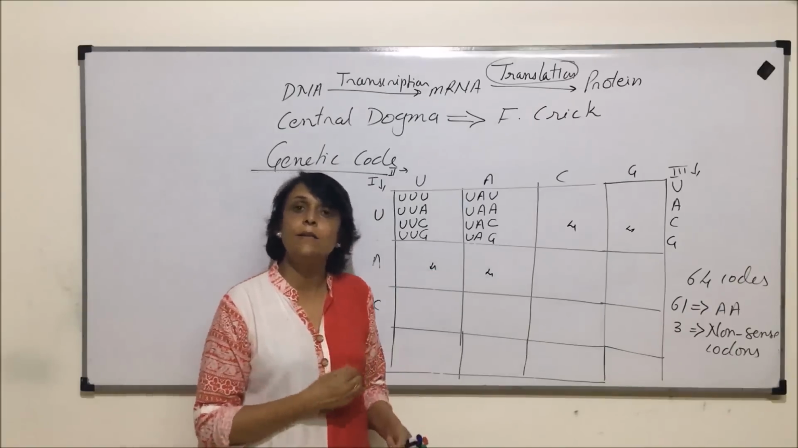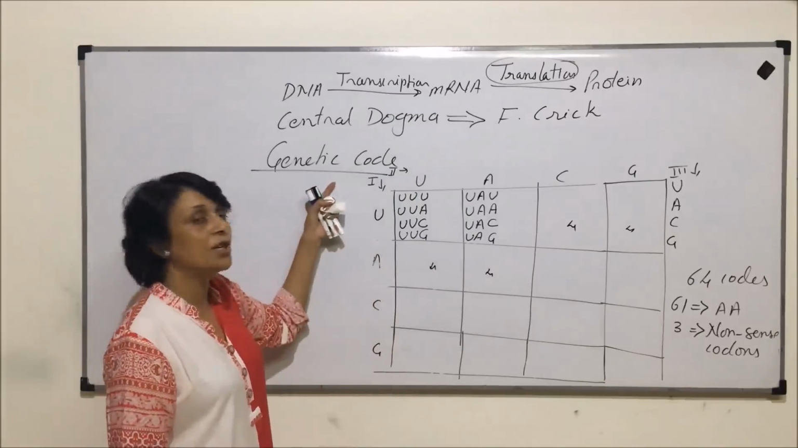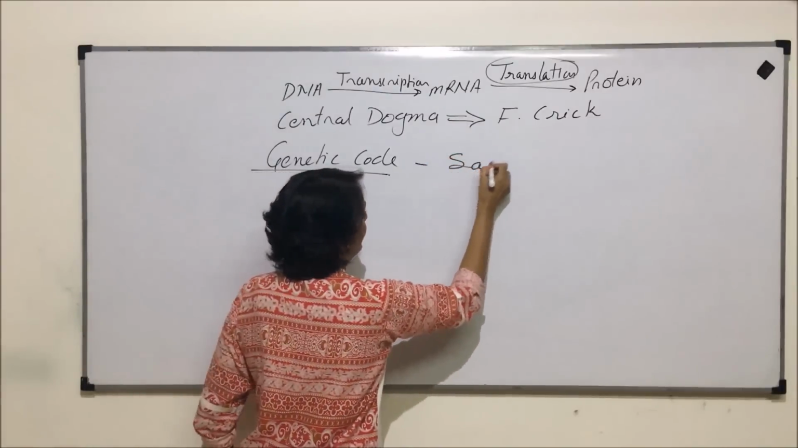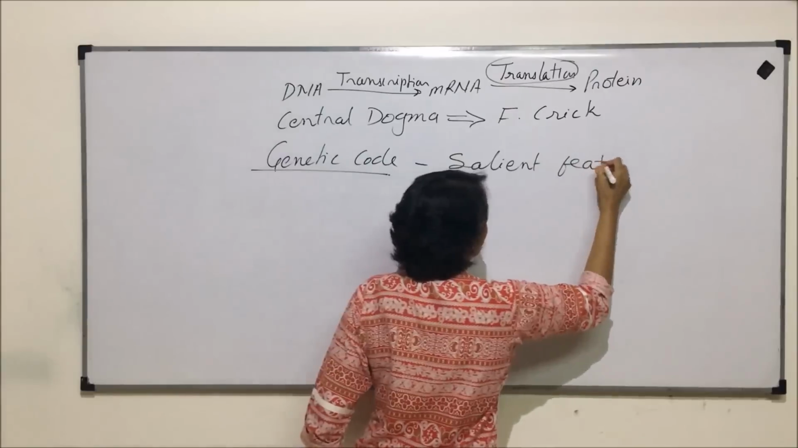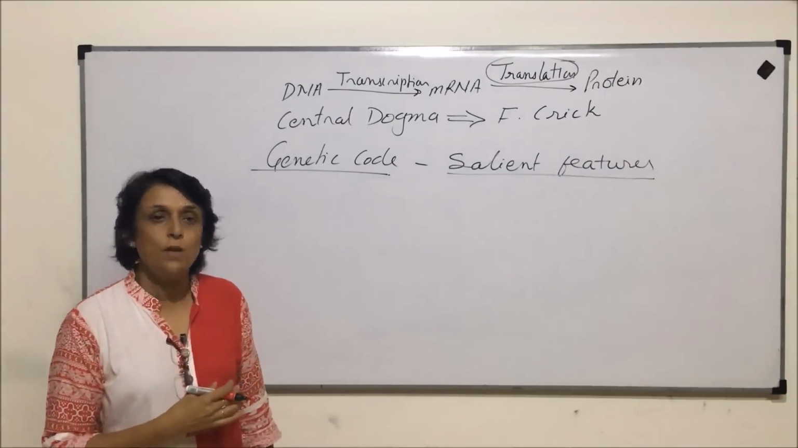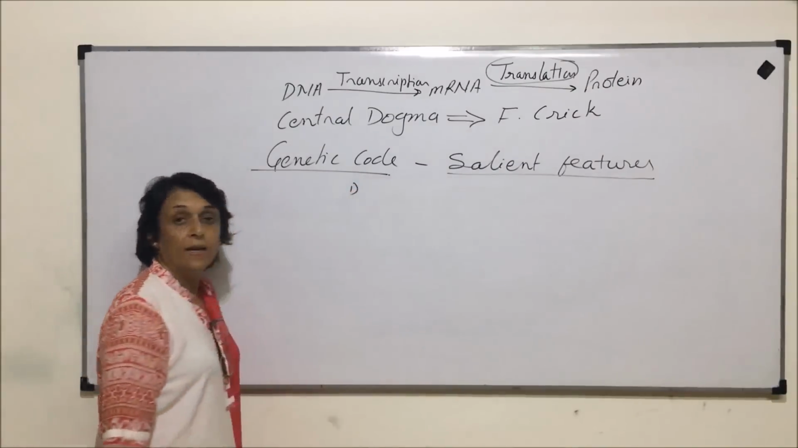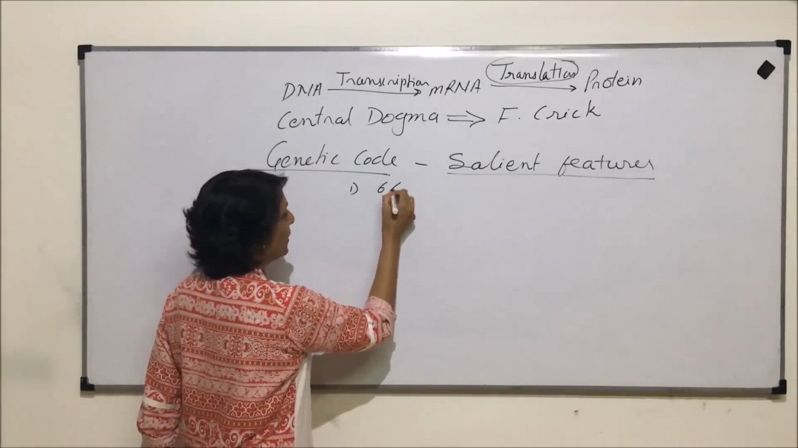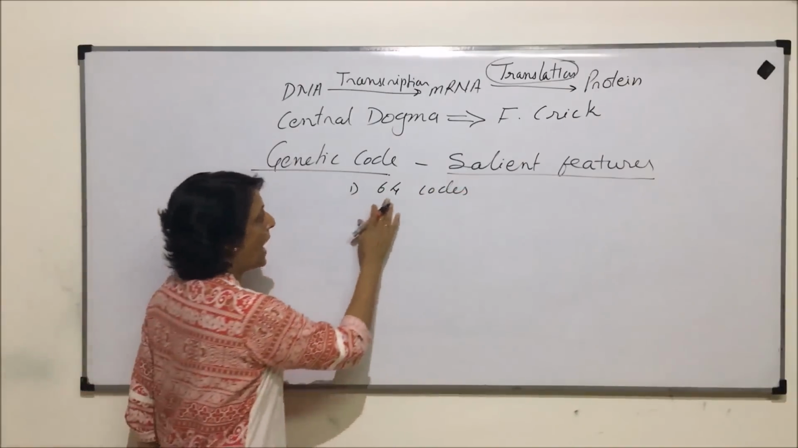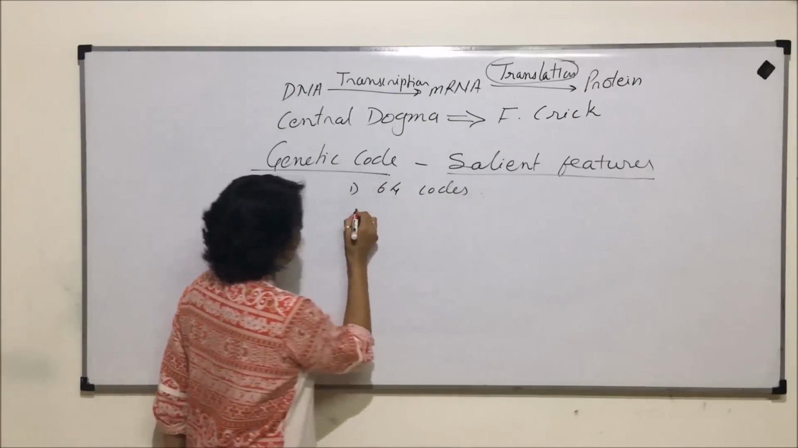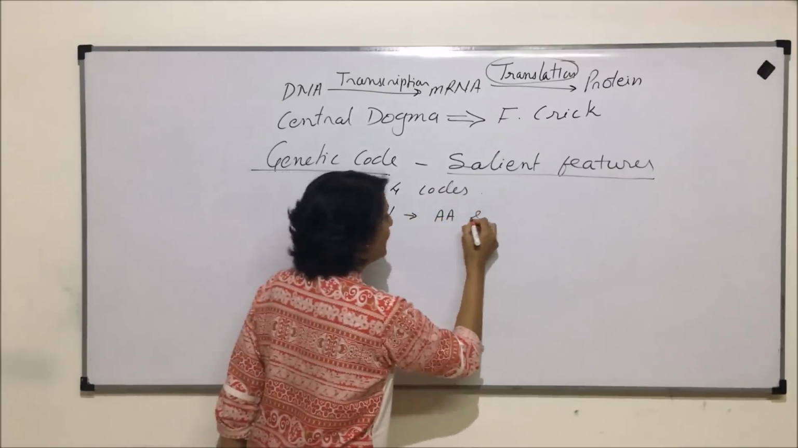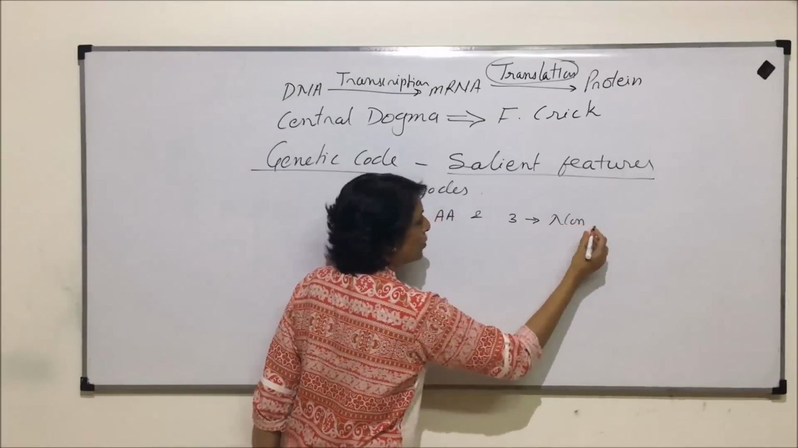Now let us write down and understand the salient features of this genetic code. Salient features means the important points which we are talking about the genetic code. First point, there are 64 codes. And we just now saw how we got those 64 codes. Out of these, 61 code for amino acids and 3 are nonsense codons.